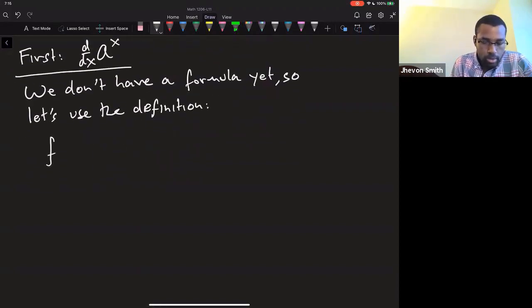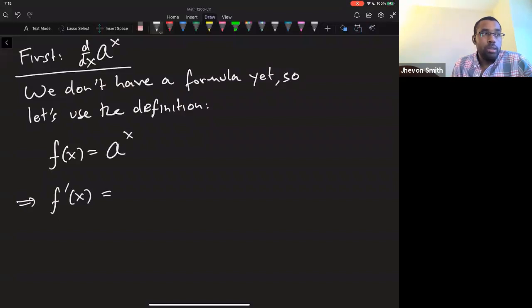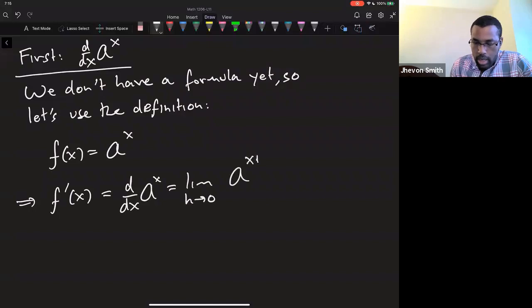So I know that if f of x equals a to the x, then our f prime, which is going to be the derivative of a to the x, that's going to be the limit as h approaches 0 of a to the x plus h minus a to the x all over h.